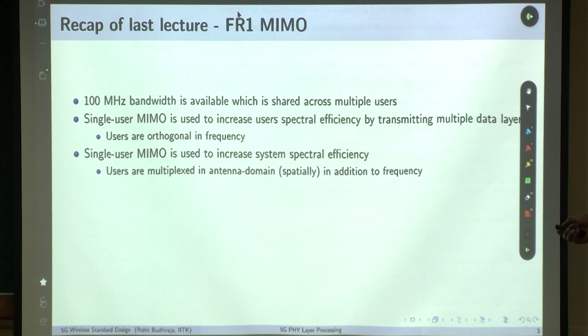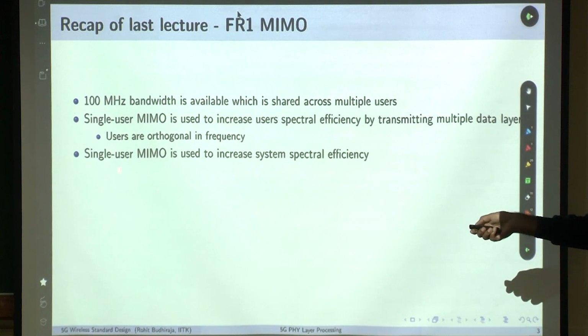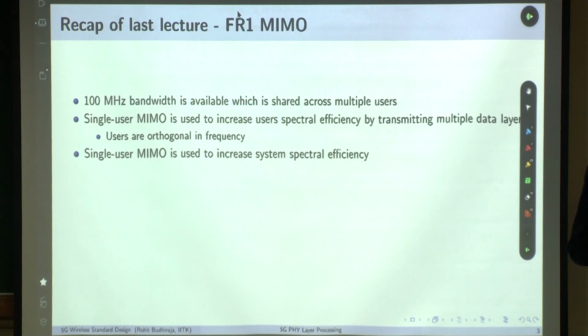And then what are we saying here? That the users are multiplexed in antenna domains, spatially, in addition to this. So what are we saying here? This is not single user MIMO, this is multi-user MIMO. That's a typo on the slide, so this should be multi-user MIMO.